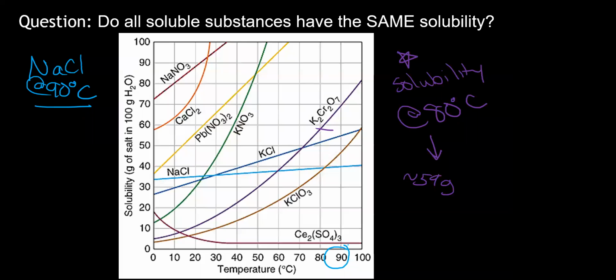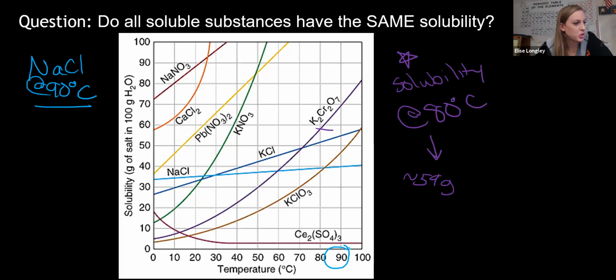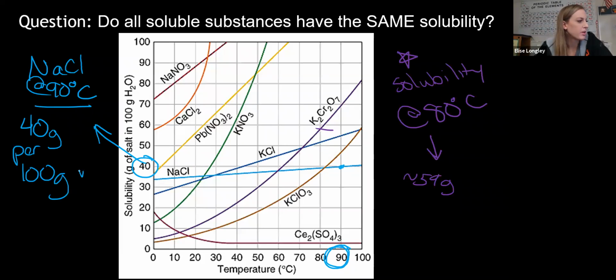About 40 grams. Yeah, so you go to the 90 degrees, you go up to the curve you're talking about, which is sodium chloride, and you go left and read where that is. And that gives me 40 grams of solute would dissolve for every 100 grams of water. So if I had 200 grams of water, I would dissolve 80 grams, etc. It's that ratio, 40 to 100, okay? So you guys see how dimensional analysis can be a thing here, and that's a precursor to next class.